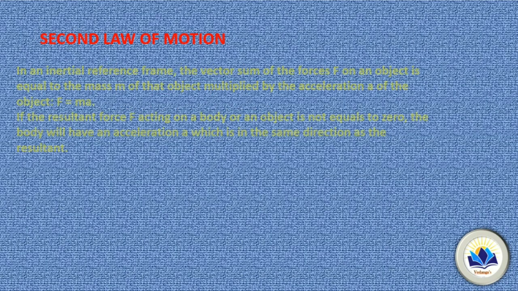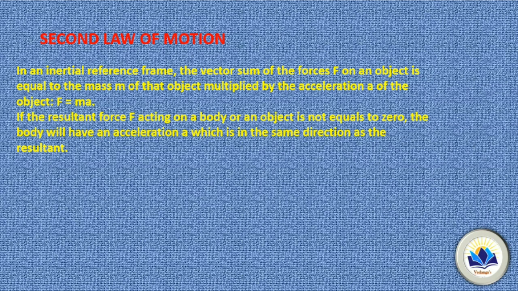So coming to the second law of motion, in an inertial reference frame, the vector sum of the forces F on an object is equal to the mass m of this object multiplied by the acceleration a of the object. F is equal to ma. So if the resultant force F acting on a body or an object is not equal to 0, the body will have an acceleration a, which is in the same direction as the resultant.